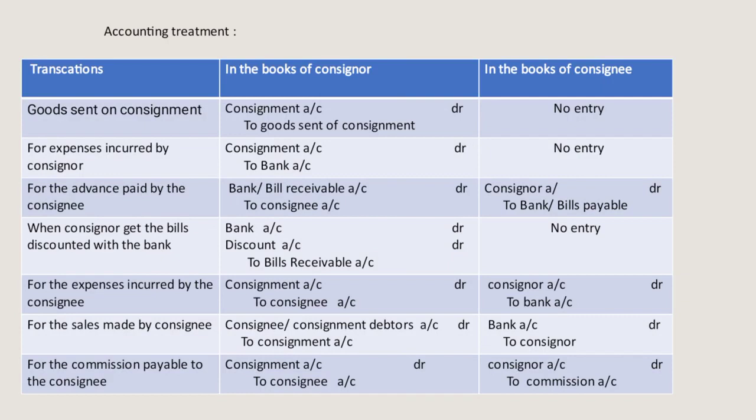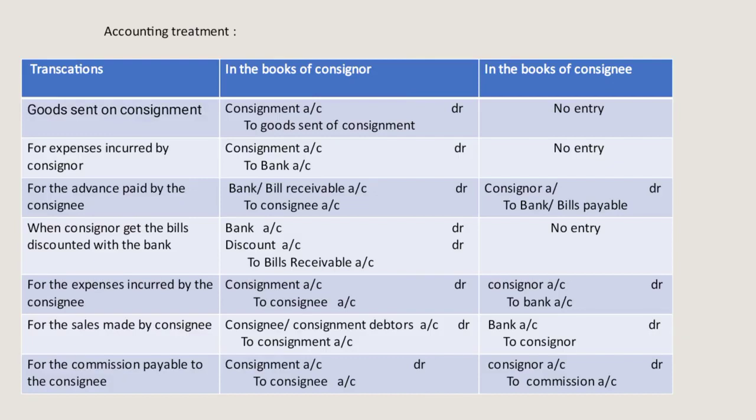Now we are going to do the accounting treatment. Following are the transactions and what will be the entry in the books of consignor and the consignee. Firstly, when the goods are sent on consignment, obviously there will be no entry in the books of consignee, but the consignor will make the entry: consignment account debited to goods sent on consignment.